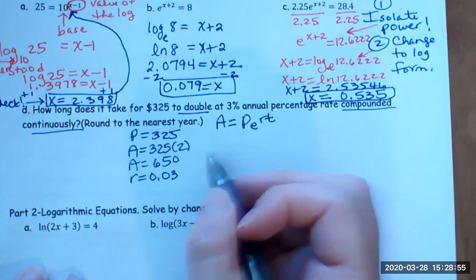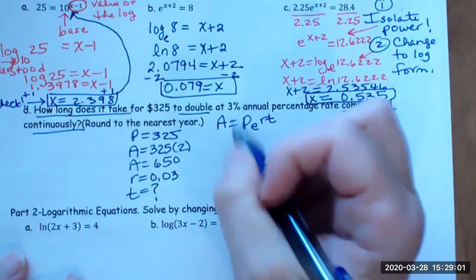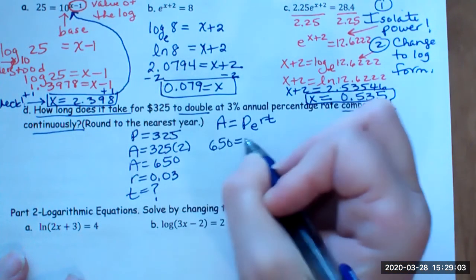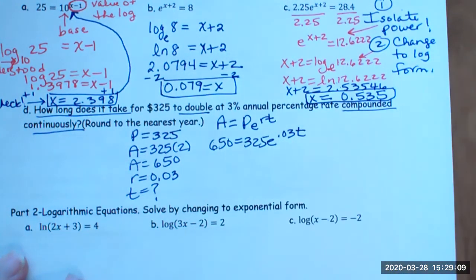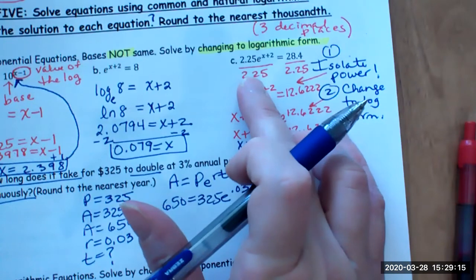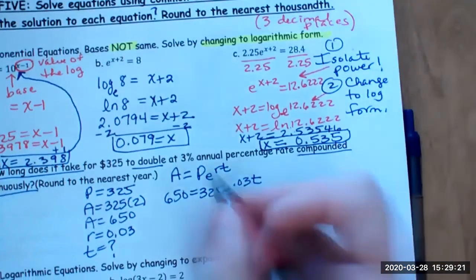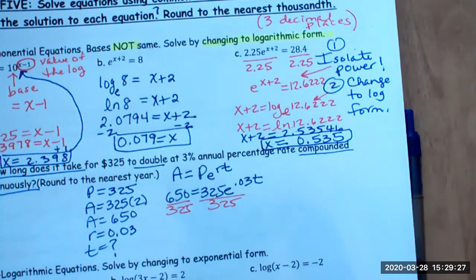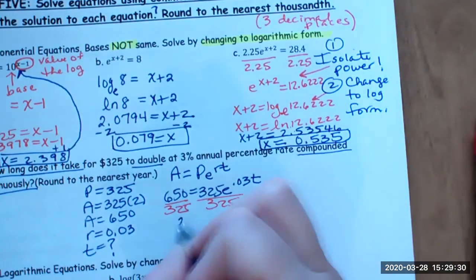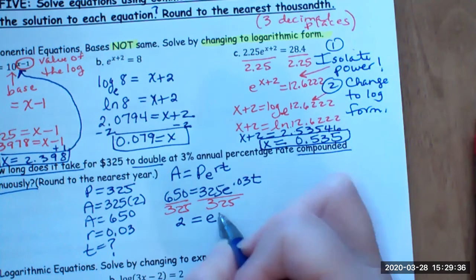Now the key is I don't know how long it's going to take, so I'm looking for the time. So let's substitute what we have. We've got 650 equals 325 e to the 0.03t. Now if we go back to what we just did in part C, remember we want to isolate the power. So I'm going to divide both sides by 325. Notice what happens: I get 2 equals e to the 0.03t.